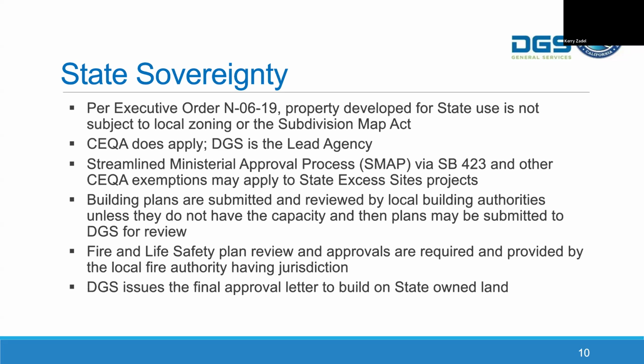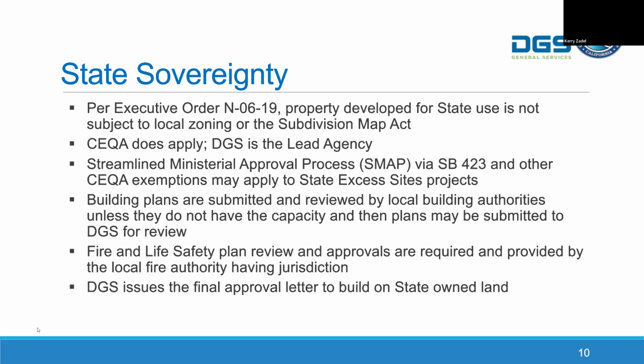Building plans are submitted and reviewed by local jurisdictions, local building departments, unless they do not have the capacity, and then plans may be submitted to DGS for review. Fire and life safety plans are reviewed and approved by the local fire authority having jurisdiction as well. DGS does issue the final approval letter after construction on any state-owned land.